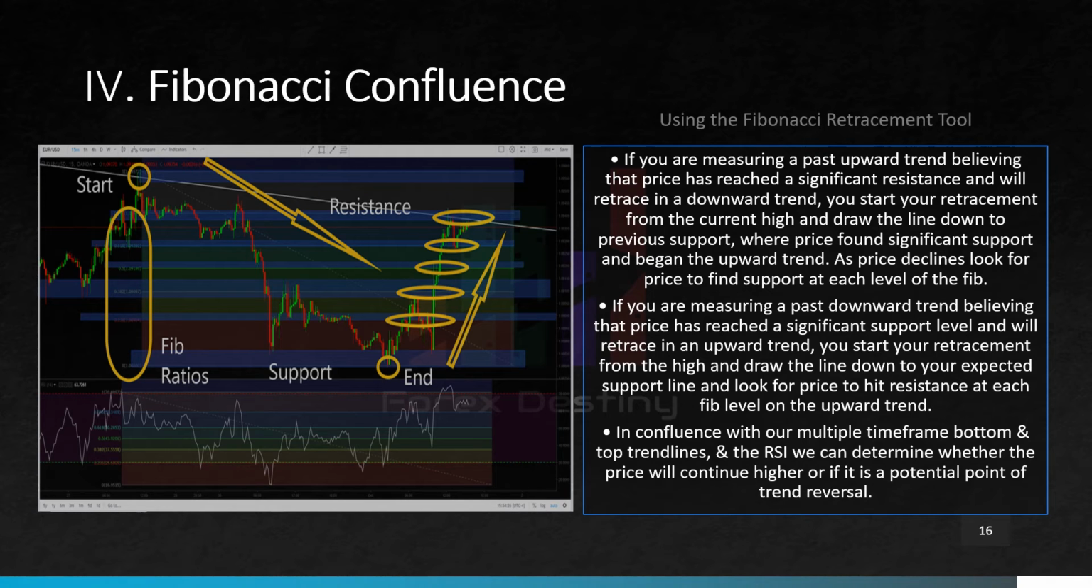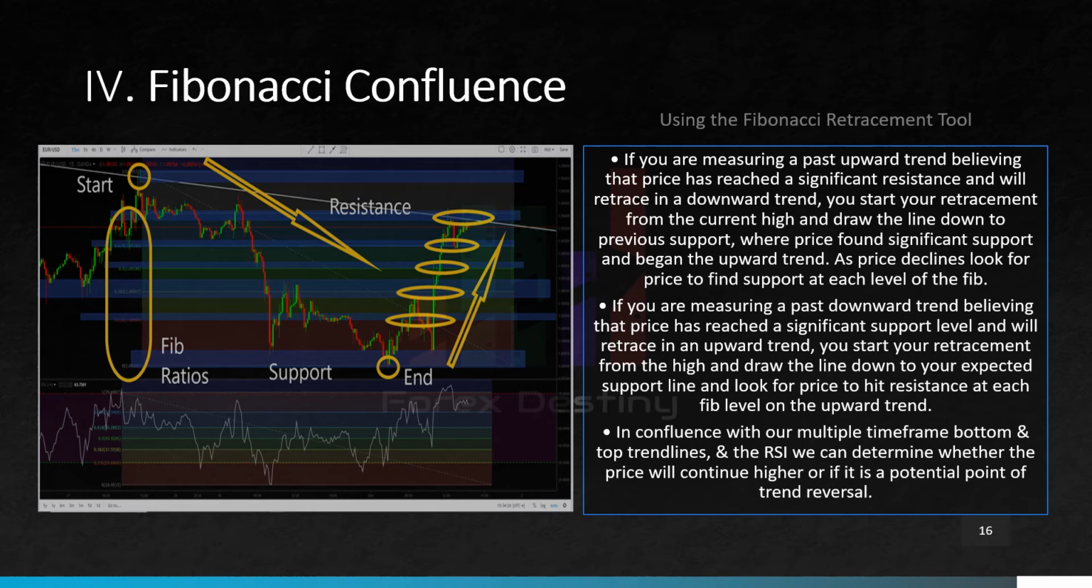If you are measuring a past upward trend, believing that price has reached a significant resistance and will retrace in a downward trend, you start your retracement from the current high and draw the line down to the previous support, where price found significant support before the upward trend. As price declines, look for price to find support at each level of the fib.